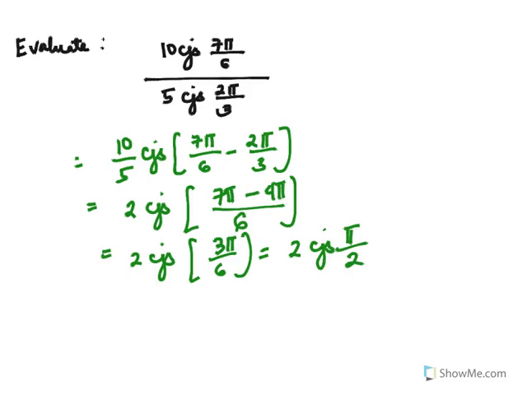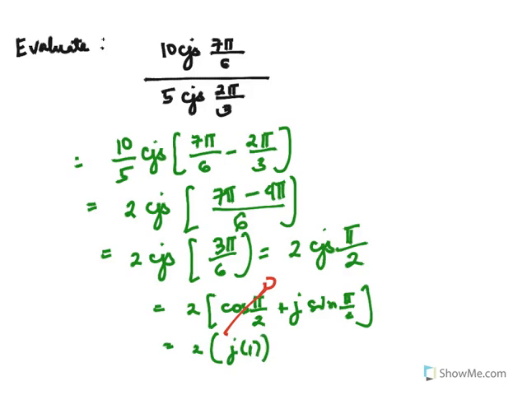In polar form, this is 2 CJS pi over 2, or rectangular form rather. In rectangular form, this is 2 times cosine pi over 2 plus j sine pi over 2. Exact values of cosine pi over 2 and sine pi over 2: cosine pi over 2 is 0. Sine pi over 2 is positive 1. So this is 2 times j1, or this is j2.